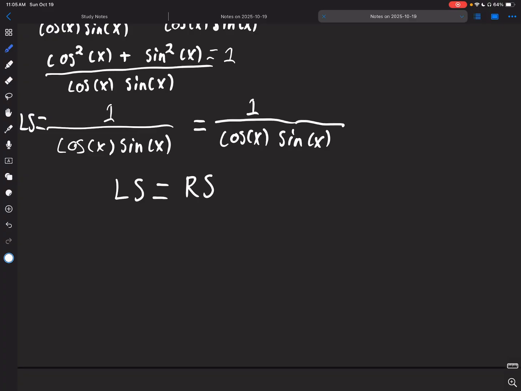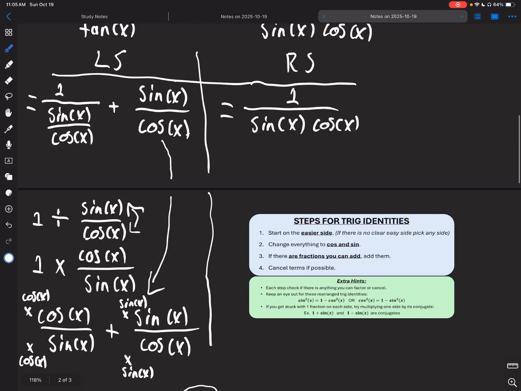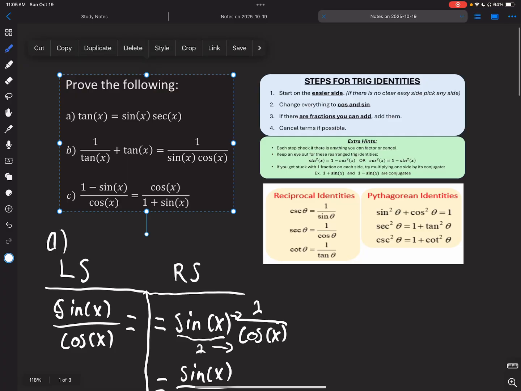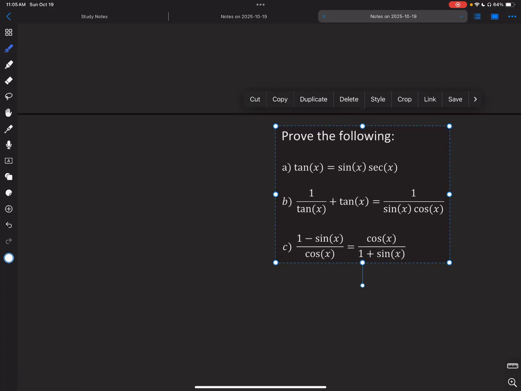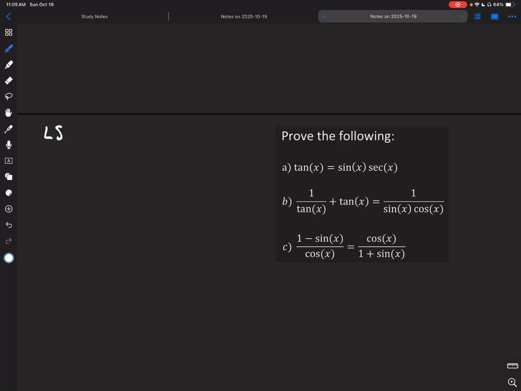Okay, so let's go on to part C now. In part C, let's bring this down here as well. Part C reads that (1 - sin x)/cos x is equal to cos x/(1 + sin x). Okay, so if we start here, now both sides look equally as hard to me, so let's just start with the left side here.